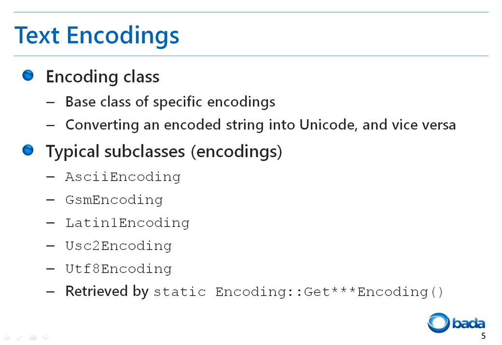The encoding class is the base class of each individual encoding class. This class provides functionality to convert a string from a specific encoding method to Unicode and convert Unicode characters into an encoded string. Bada provides the ASCII encoding, GSM encoding, Latin 1 encoding, UCS2 encoding, and UTF-8 encoding functions by default. You can get each encoding object by calling the relevant getEncoding function.